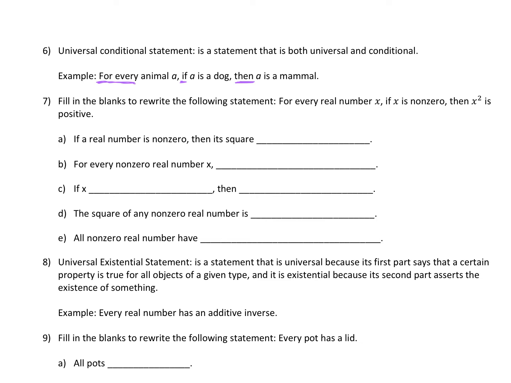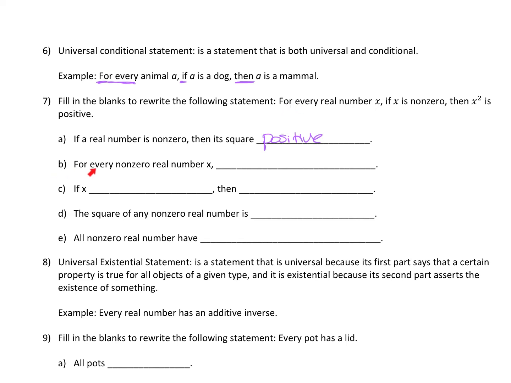So if part A just says if a real number is non-zero, then its square is positive. So we made the universal part of this statement implicit. You don't see a "for every." It's implicit within the if part of the statement. For every real number x, so we said if a real number, so we've made the for every part implicit.